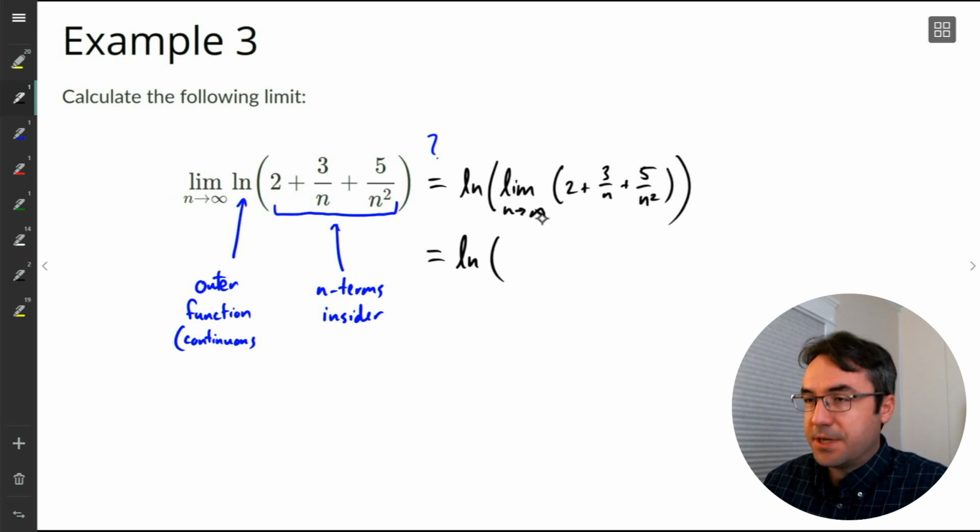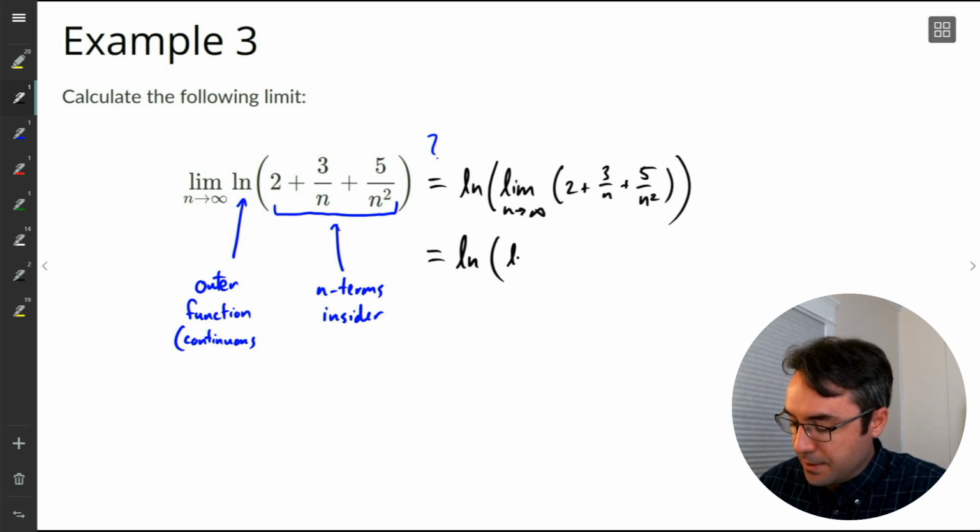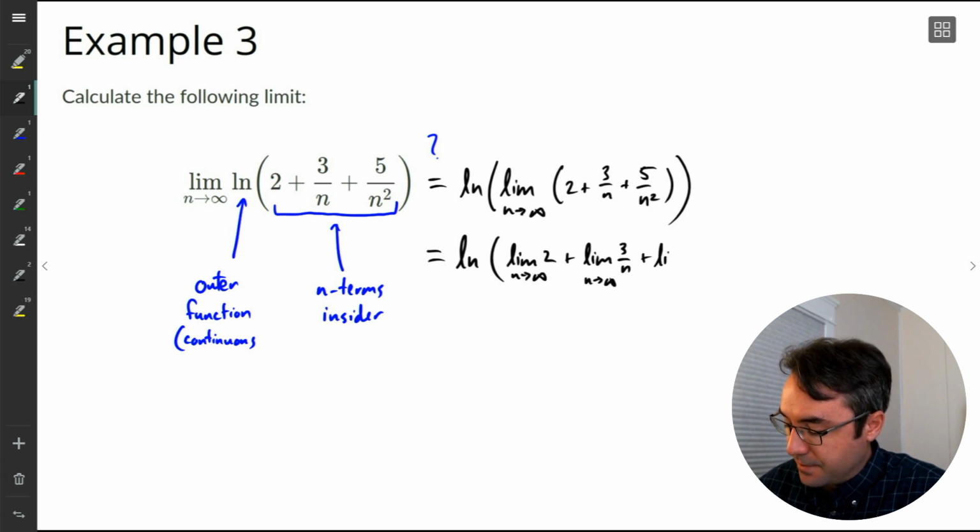All right, so let's use some of our limit laws. Our limit laws let us split the limit up over those addition signs. So we're going to do the limit of 2 as n goes to infinity, plus the limit of 3 over n as n goes to infinity, plus the limit of 5 over n squared as n goes to infinity.